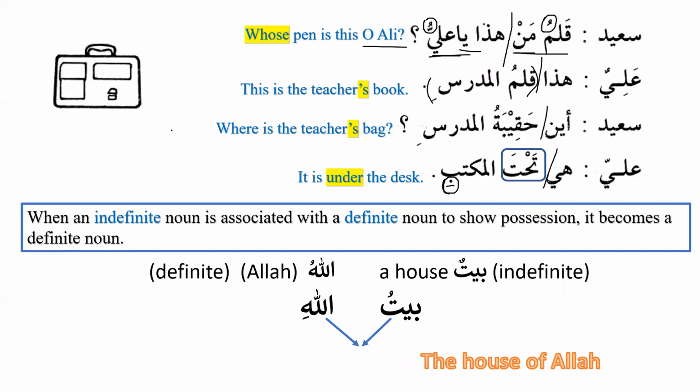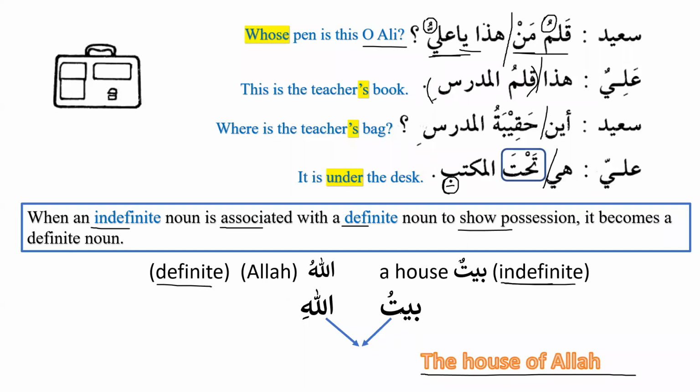Okay, now the second thing that we can see over here is very, very important. When an indefinite noun is associated with a definite noun to show possession, it becomes a definite noun. Okay. Baytun, is it definite or indefinite? It is indefinite, and it means a house. Lafz al-jalala, nothing can be more definite than lafz al-jalala, right? It is definite. Okay, now when we want to say the house of Allah, we say Baytullahi. What do we say? Baytullahi.